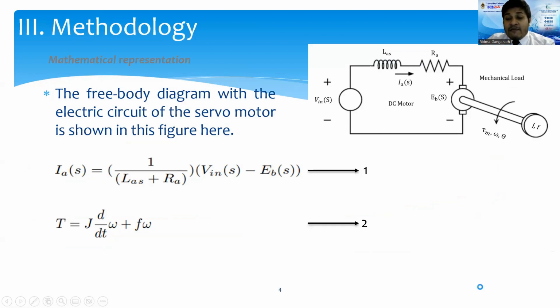The free body diagram with the electric circuit of the servo motor is shown in the figure here, and after applying Kirchhoff's voltage law, Ia was defined as shown in equation 1. Using the standard torque equation of the armature controlled DC motor and considering the excited flux as a constant, the torque equation was obtained as you can see in equation number 2.